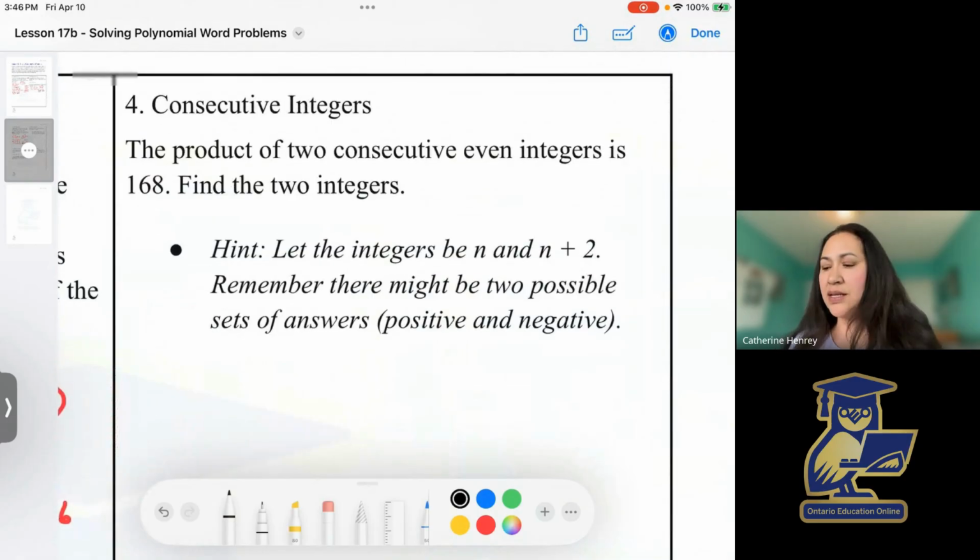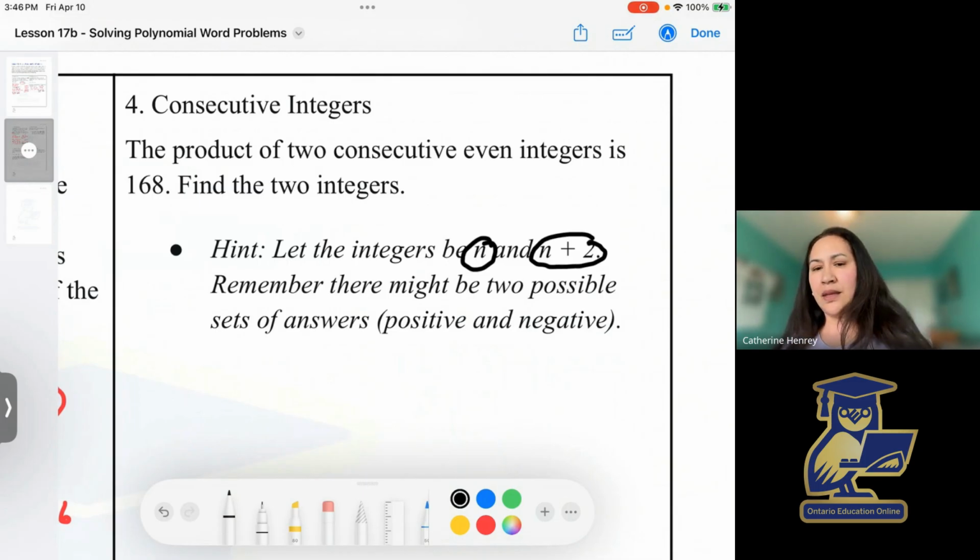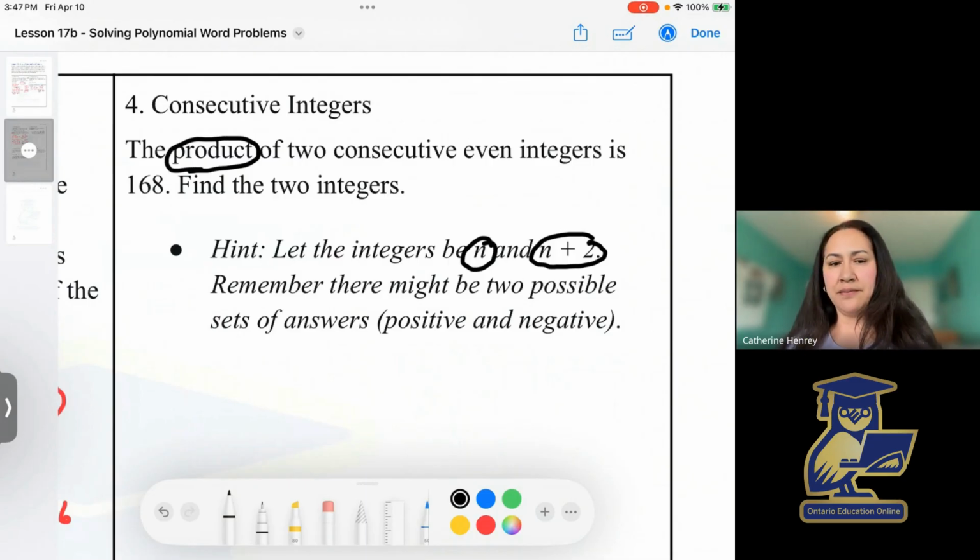Let's take a look at the next one, consecutive integers. So the product of two consecutive even integers is 168. So let's try and find the two integers. There is a hint here. So let the first one be n, and the second one, because we're not interested in just the next integer, we're interested in the consecutive even integer, then we will write the other integer as n plus 2. All right, and then it says that the product, so we have to multiply, is equal to 168.